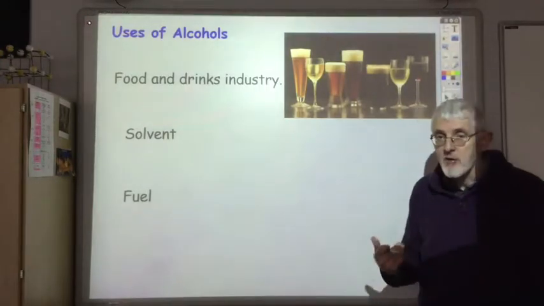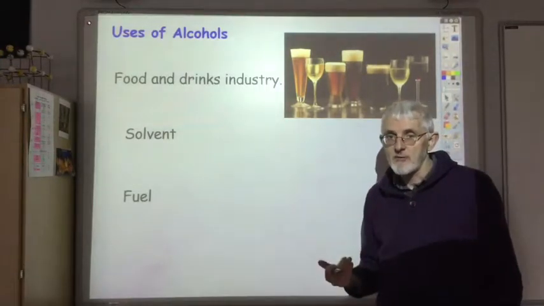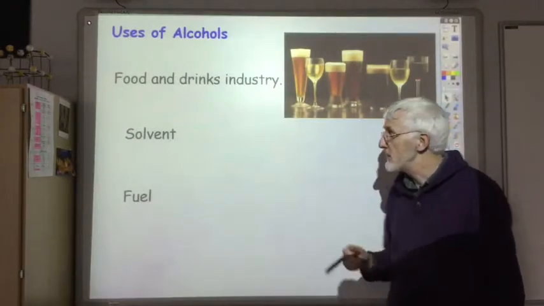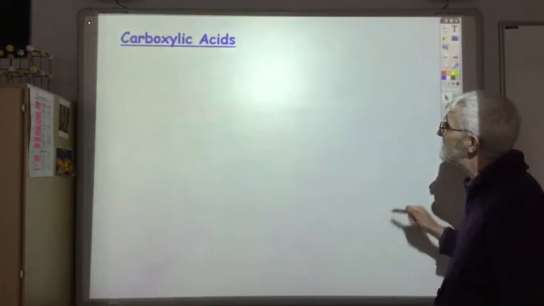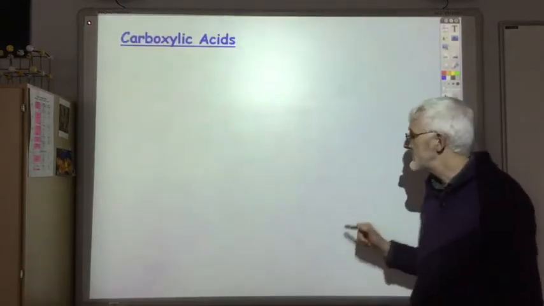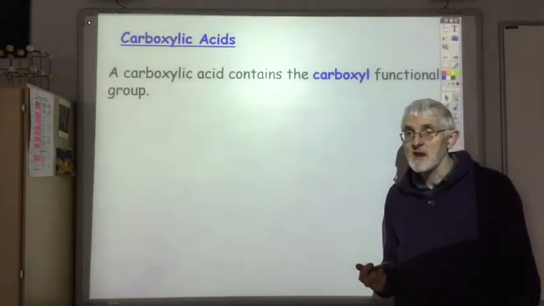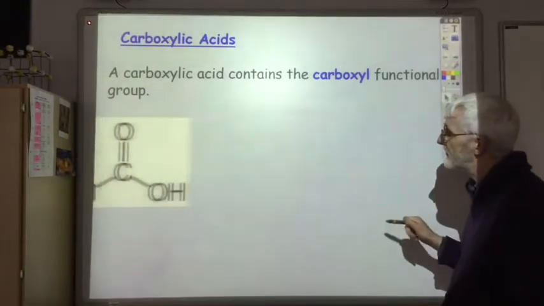Okay, so we know what alcohols look like. We know they contain the hydroxyl functional group. We can name them and we can give uses of the alcohols. Let's move on now to carboxylic acids. And carboxylic acids, they all contain the carboxyl functional group.